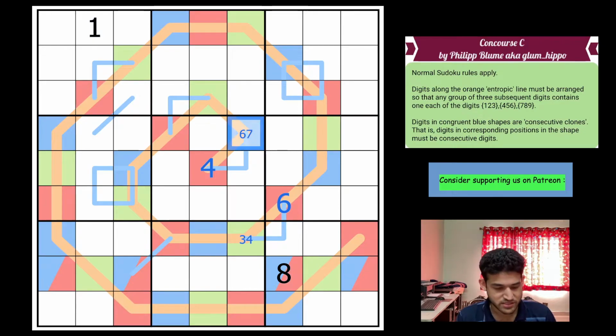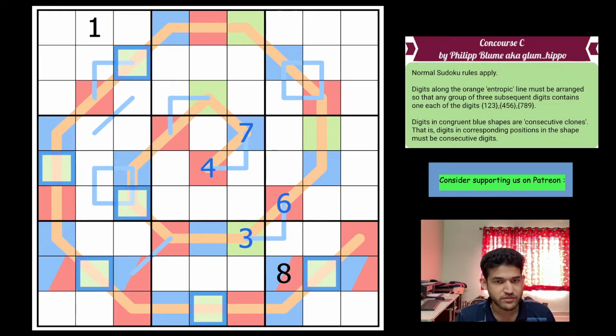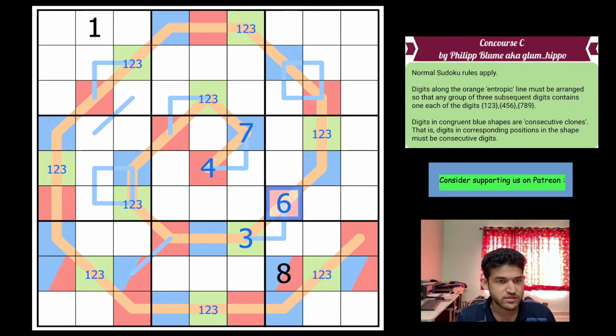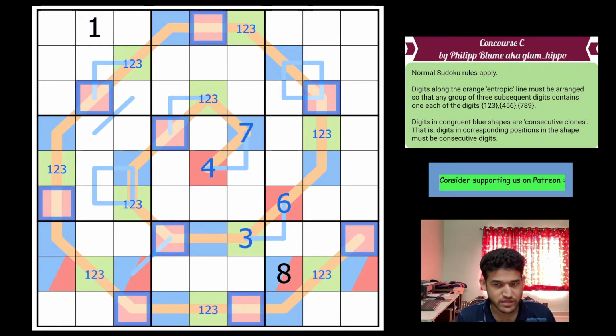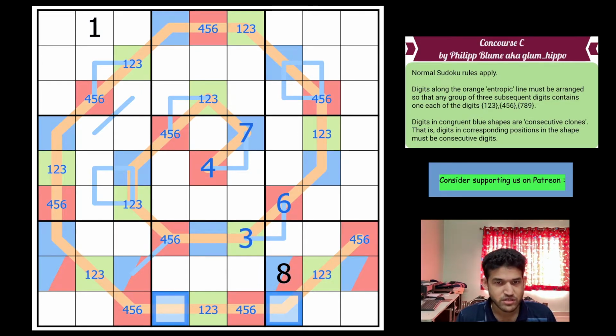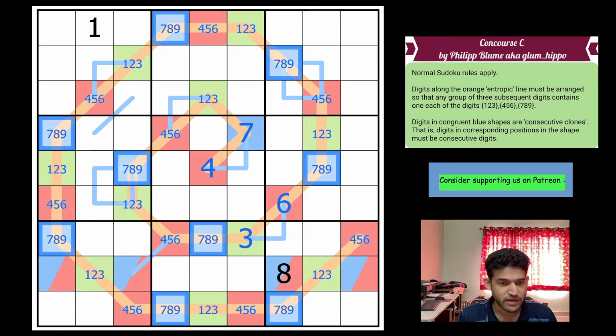Excellent. And now this is forced. This is 7. This is 3. And now we know that greens are from 1, 2 and 3, and we can quickly mark all the greens in the grid with 1, 2 and 3. And similarly, all the reds in the grid with 4, 5 and 6. Oops, this is not red. So all these must be 4, 5 and 6. And all the remaining colors, which are blue, must be 7, 8 and 9. So I hope I have not left out anything.